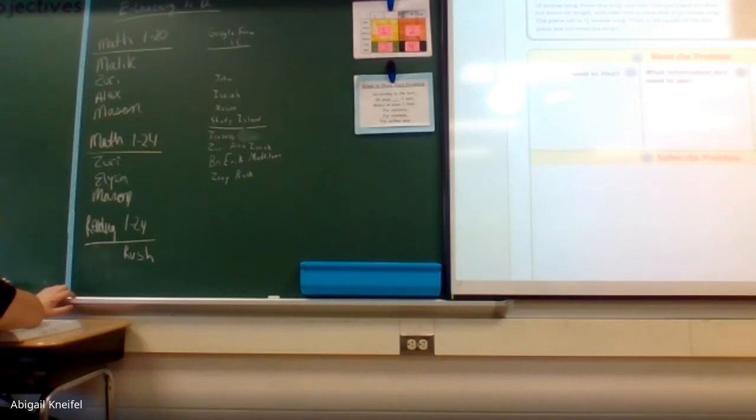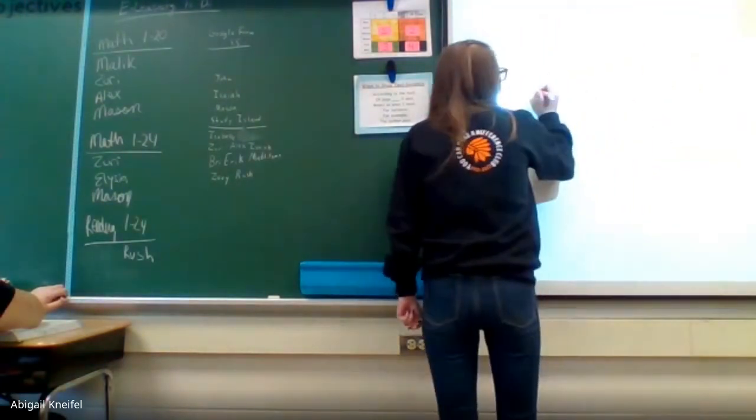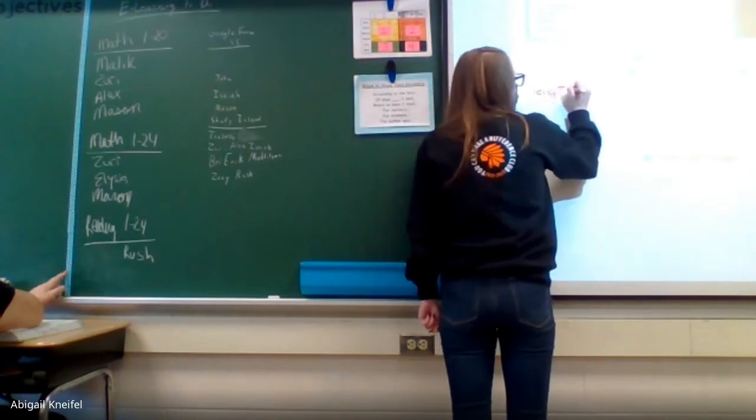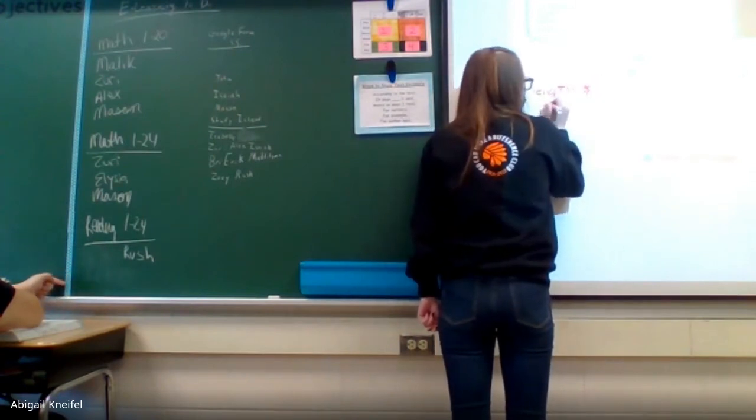What are we learning? Or, sorry, not what are we learning. What do we need to find? Mason, what do we need to find? We need to find what the length is of the first piece she cut from the strip. Perfect. Length of first piece cut.